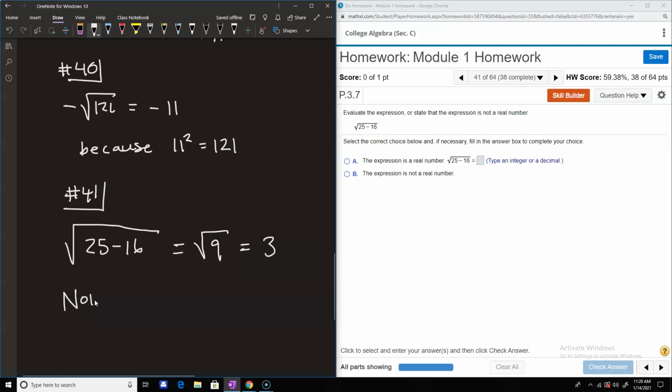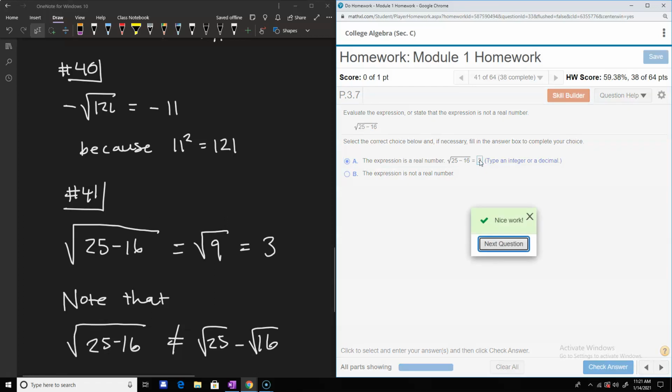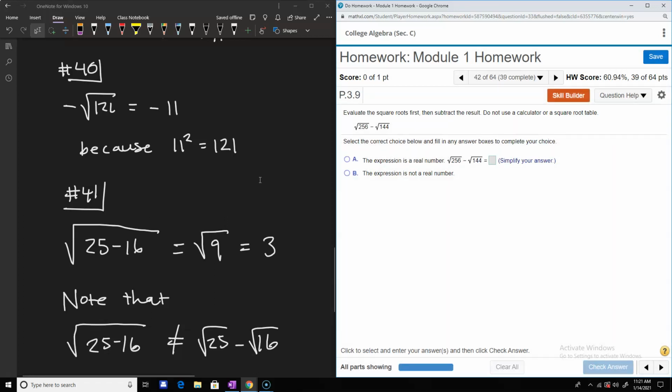Note that the square root of 25 minus 16 is not equal to the square root of 25 minus the square root of 16, which would be 5 minus 4, which would come out to 1. So that's a common mistake you'll see many students make, but you want to do the 25 minus 16 first, and in that case we get 3. So it's kind of a warning there.